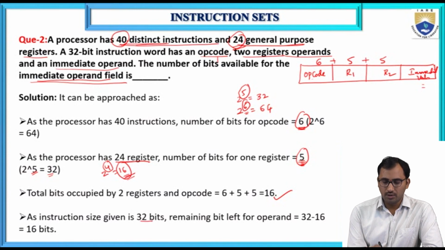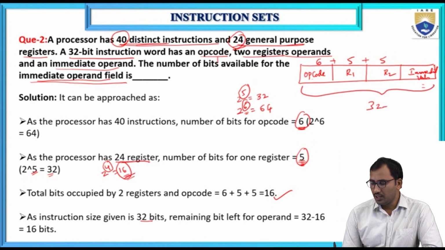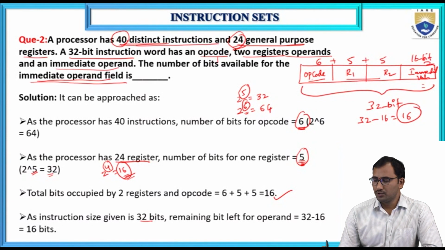The problem mentioned it is a 32 bit instruction, so the total size is 32 bits. The opcode and operands total 16 bits. So 32 minus 16 is equal to 16. So we have a 16 bit immediate value. This is the way of calculating the immediate value.